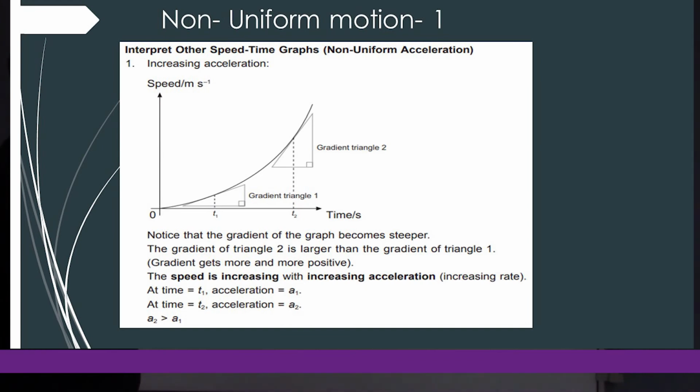Then from there going upwards, we see that the acceleration is increasing. There's an increase in the gradient. So when we calculate the gradient at position 2 here, we are going to get a high value, which means our acceleration has increased.